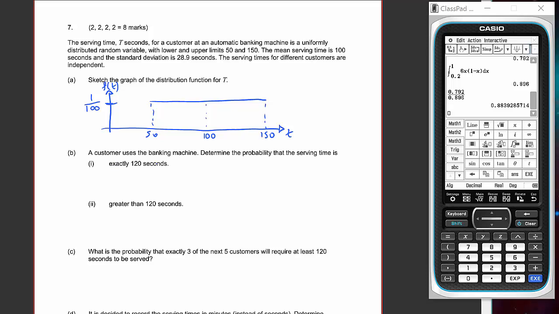The customer uses the banking machine. Determine the probability that the serving time is exactly 120 seconds. Well, straight away, because we know it's a continuous distribution, we can put 0 for that. The probability of any exact single value is always 0.